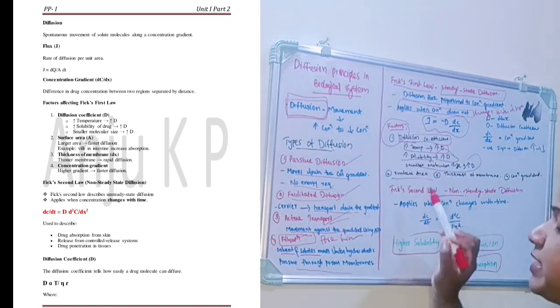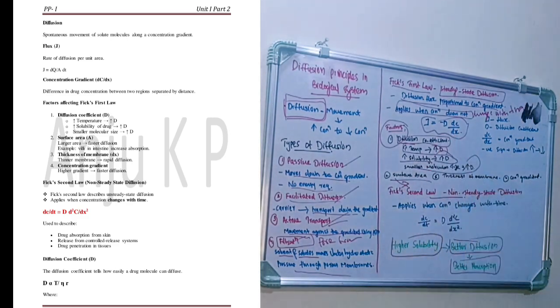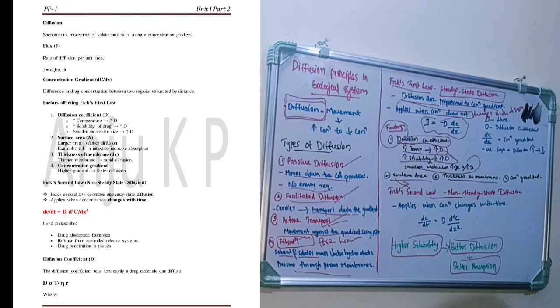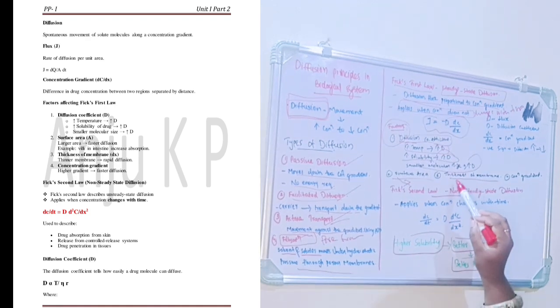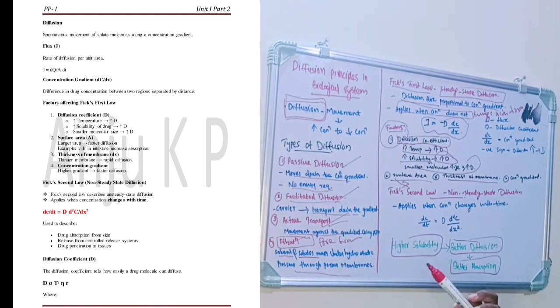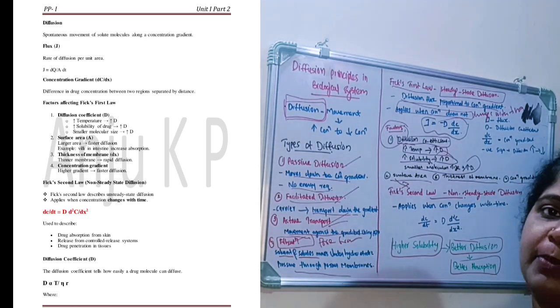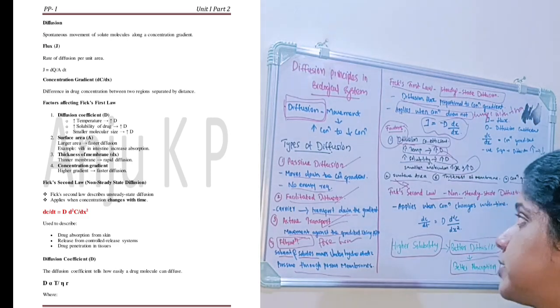Then comes surface area. We know that if the surface area is more, dissolution takes place faster. The same principle applies here: if the surface area is more, we get faster diffusion. Then comes the thickness of the membrane. If the thickness is greater, the diffusion rate will be slow; a thinner membrane means diffusion takes place faster. Next comes the concentration gradient. Depending upon the concentration gradient, your diffusion also changes.